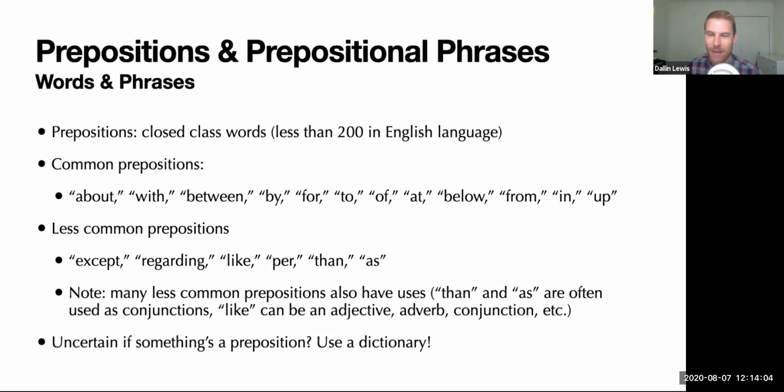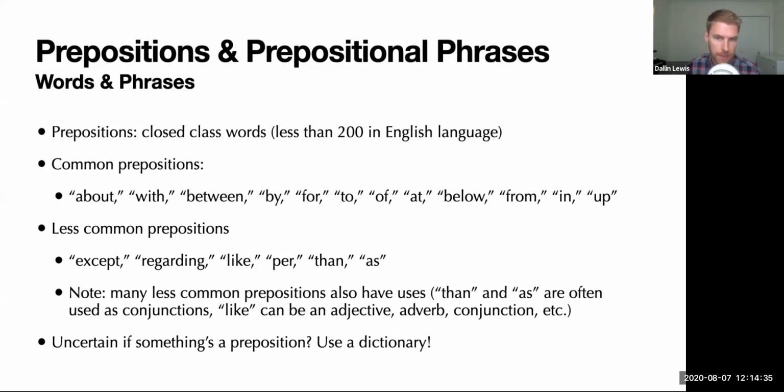Okay, now I've used the term prepositional phrases a lot without defining them and without saying them very clearly. So let's actually look at what those are and what they mean. Now, a preposition is a closed class word, which means there is a limited number and they cannot be inflected. There's around 200 prepositions in English altogether. Now, the most common ones are words like about, with, between, by, for, to, of, at, below, etc. But there are also less common ones like except, or regarding, or like, or per, or than.